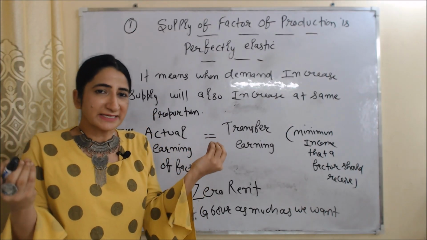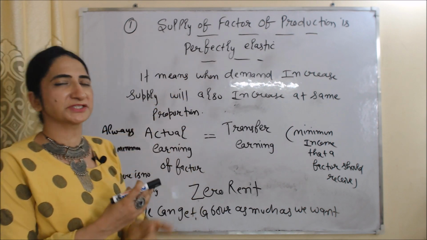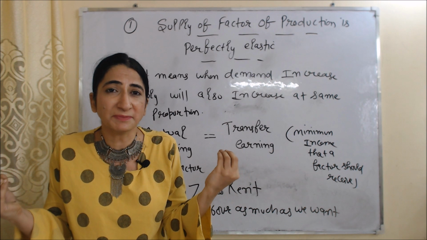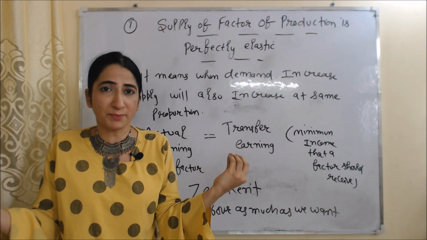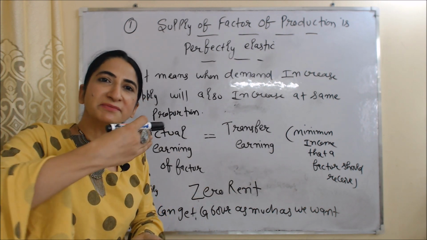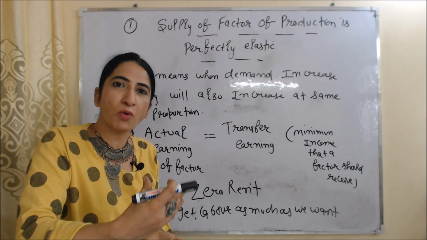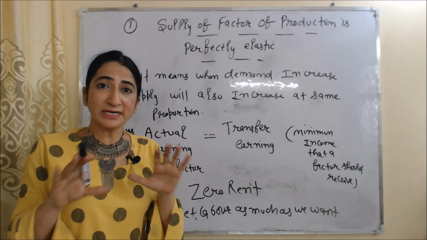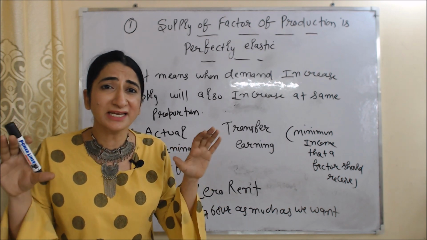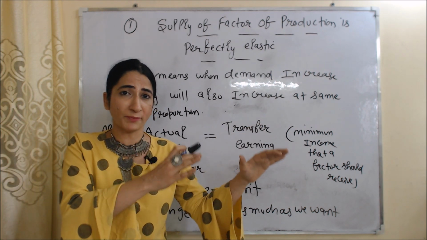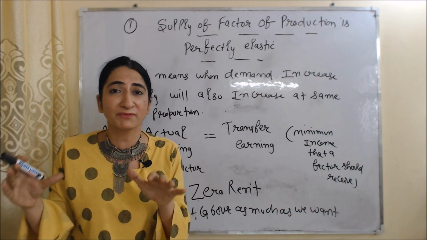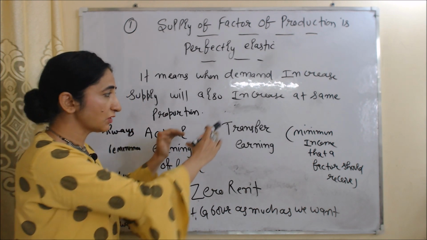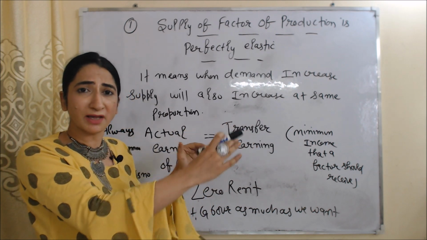So first case is when supply of factor of production is perfectly elastic. It means when demand increases, supply will also increase in the same proportion. It means there is no lack of supply. We can increase supply of factor of production as much as we want. That's why in this case, actual earning of factor of production will always be equal to their transfer earning.